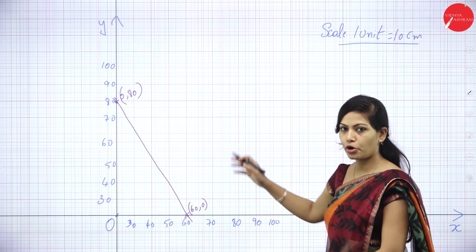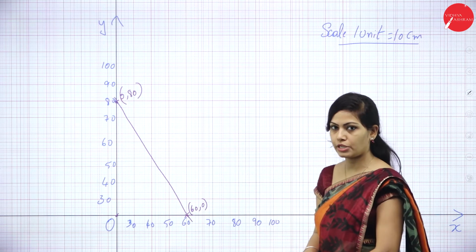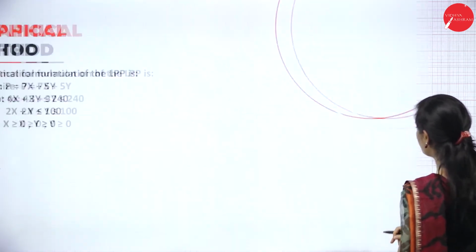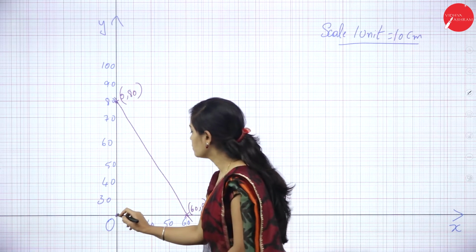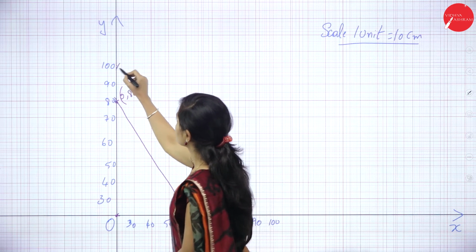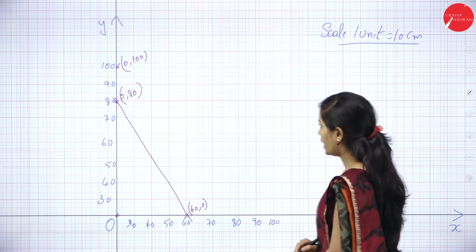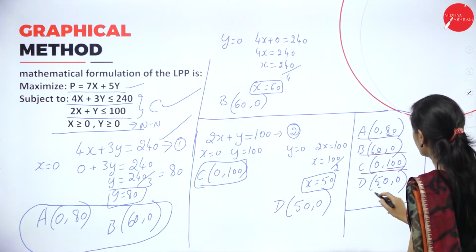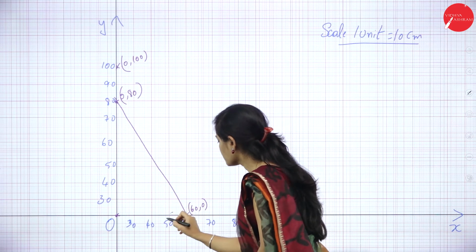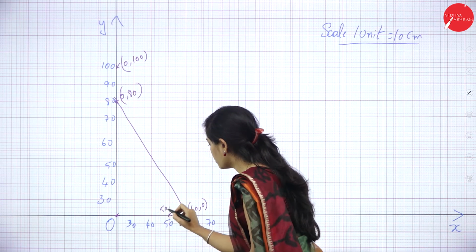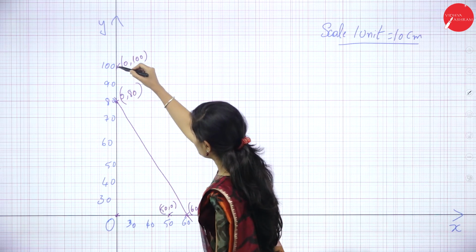Have connected these two points, (0, 80) and (60, 0). And next we'll see the third point, (0, 100). And the fourth point is (50, 0). So now connect these two points.